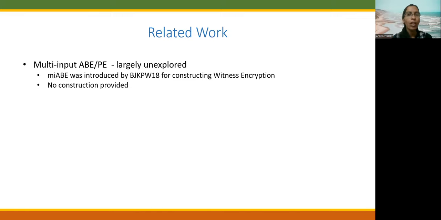So let us look at the related work in the domain. In fact, even though this primitive is quite useful, it is largely unexplored. The notion of MIABE was introduced by Brakerski et al. in the context of constructing witness encryption. However, they do not provide any concrete construction. And in the case of MIPE, there is no study at all.